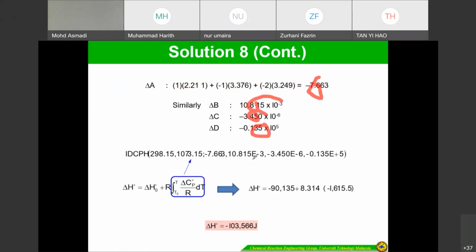Okay. So use the integration equation, or you can use the mean heat capacity. You will get this mean heat capacity. Please times with this one, the R constant. Please remember. After you times with R, you get the similar unit with the H naught, in joule. After that, just summation. This one, see? Times with R and the integral part. So you can get delta H naught.